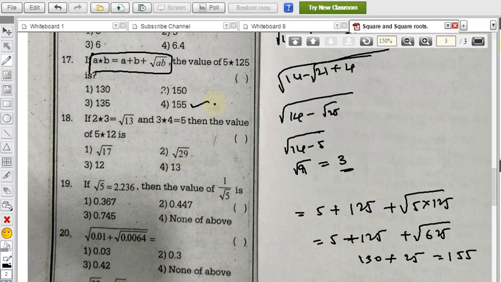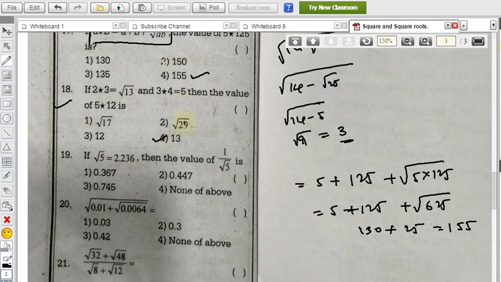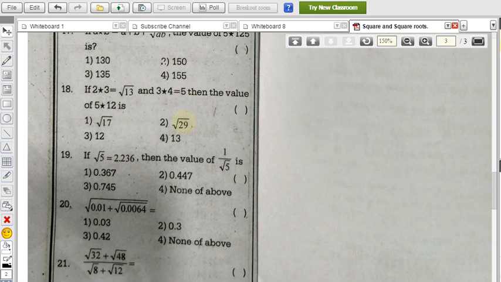So 155 is this. Similarly you can do this 18 also. If you do that 18, you will get some 13 answer. Yeah, you get 4, 5 into 12. So there is some simple logic and link in this. That is 2, 3, you are getting square root of 13. So if you take 2 square plus 3 square, 4 plus 9, and root 13 is coming.